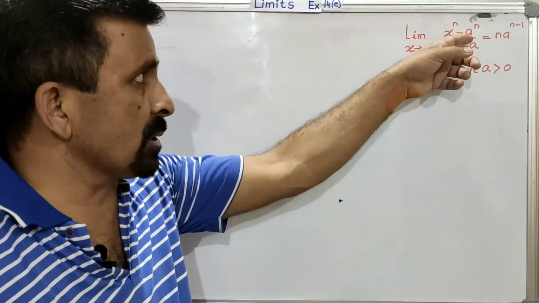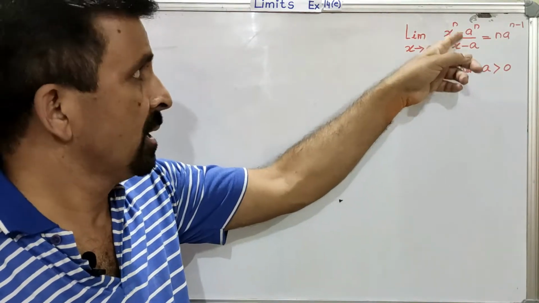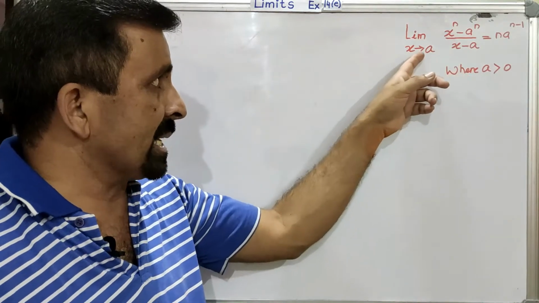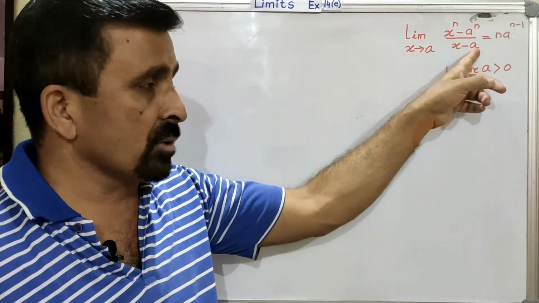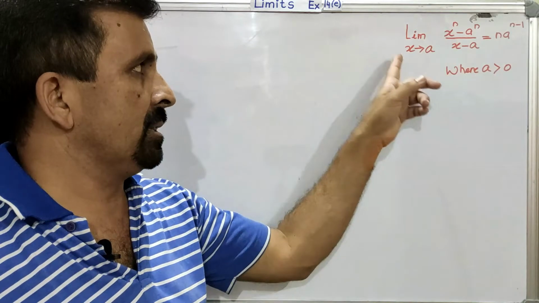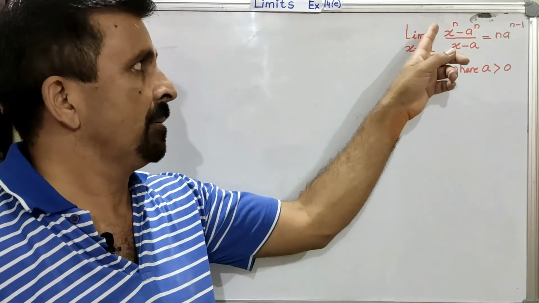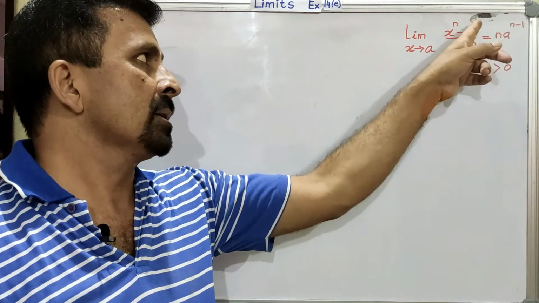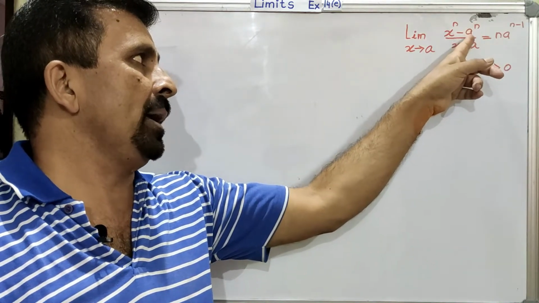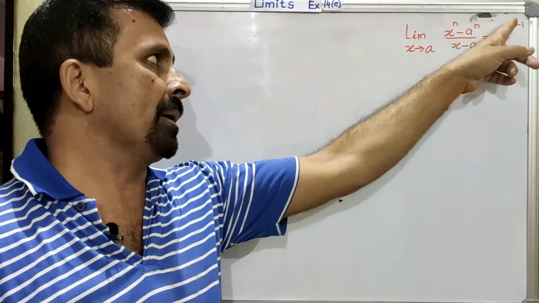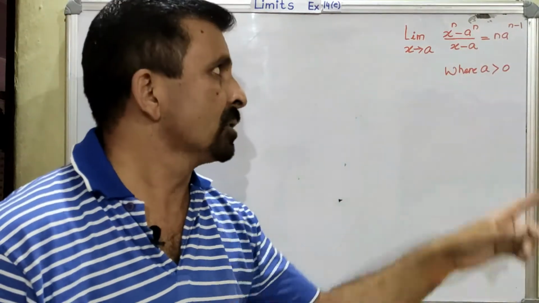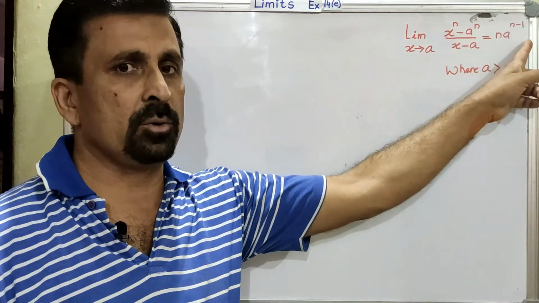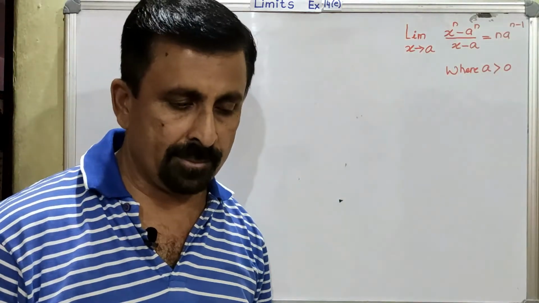These are the three things that we have to always check in the question. Do we have the base of the numerator the same as the denominator? Do we have the power of the numerator the same? And do we have x tending to a, that means this part tending to this part? If the question comes into this format, then you can write the answer as n into a, the second term, to the power n minus 1. You have to just finish the question in one step.